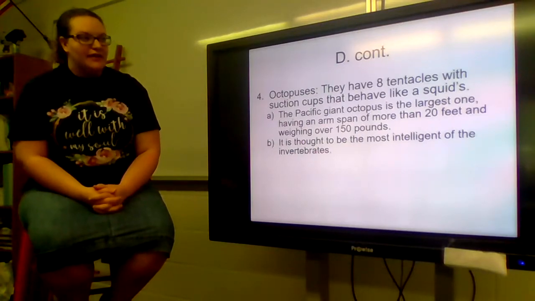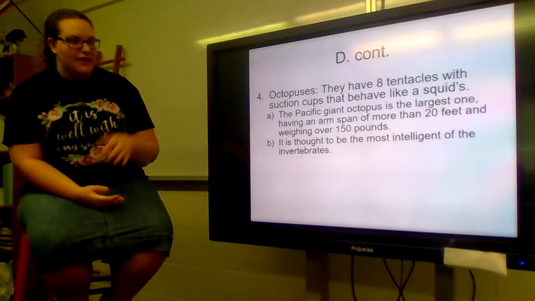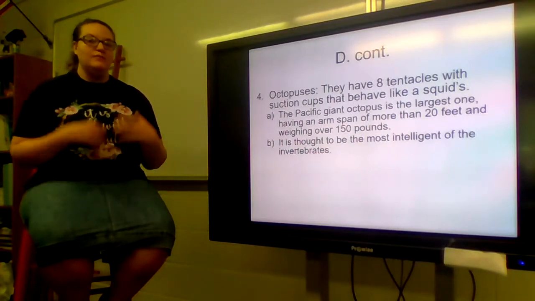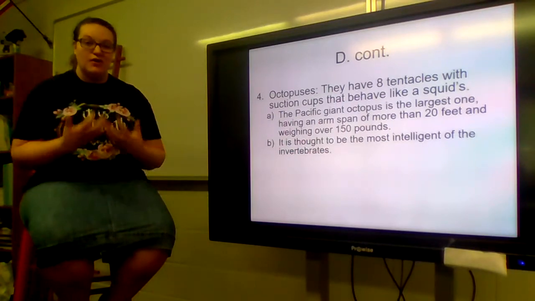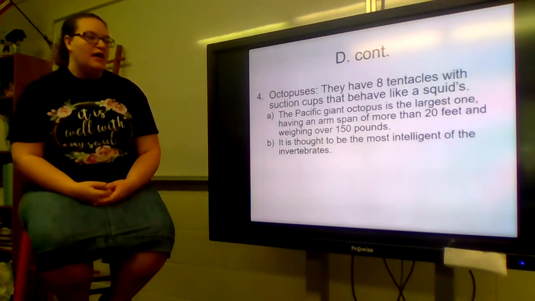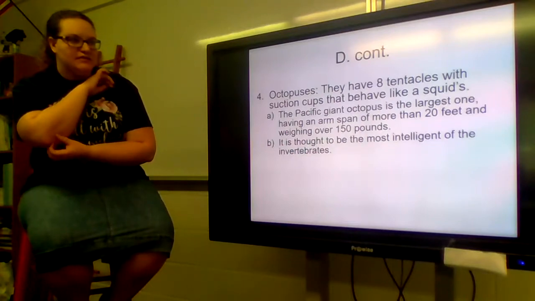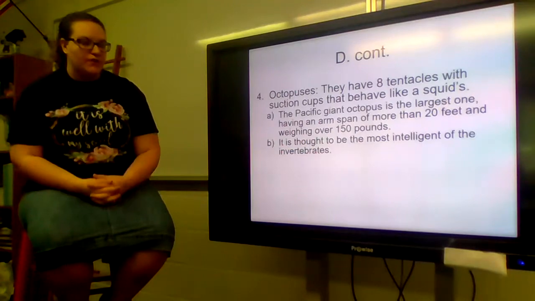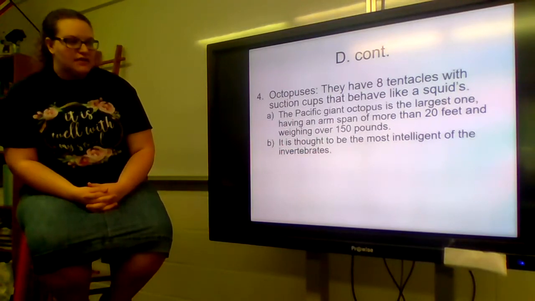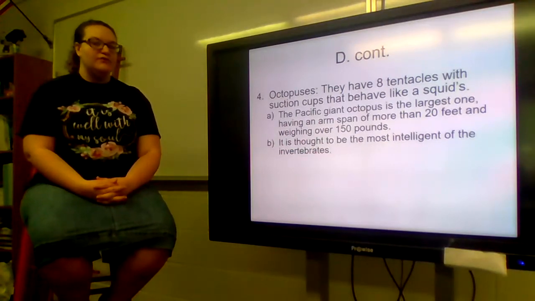Anyway, they have 8 tentacles with suction cups that behave like a squid's. So again, the main purpose of the tentacle for the octopus is to behave almost like arms, not really feet. The Pacific giant octopus is the largest one. It has an arm span of more than 20 feet, and it weighs over 150 pounds. And it is thought to be the most intelligent of all invertebrates.